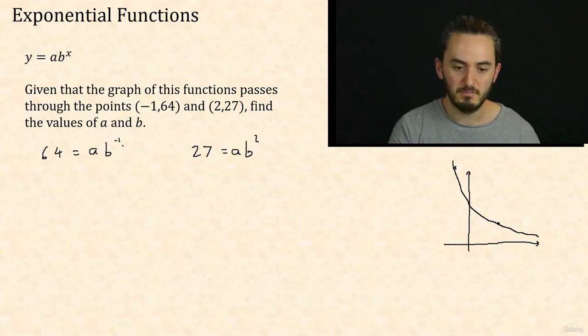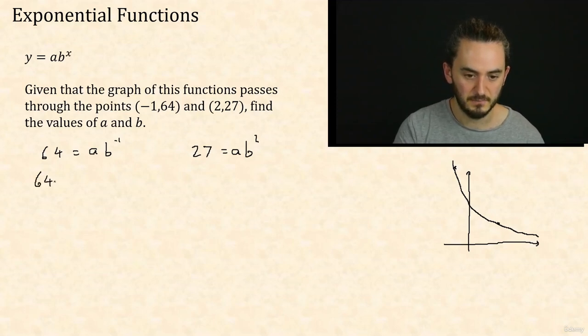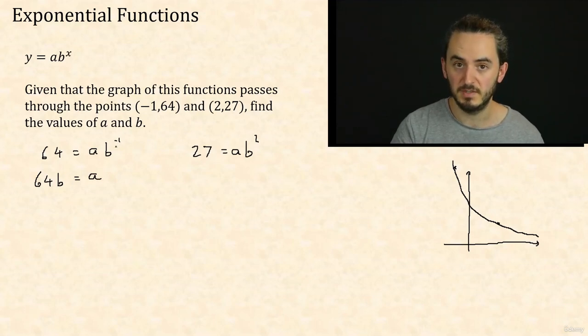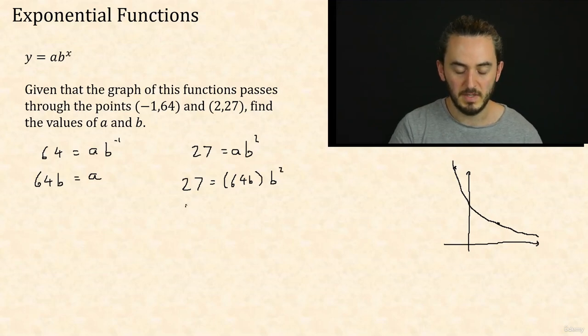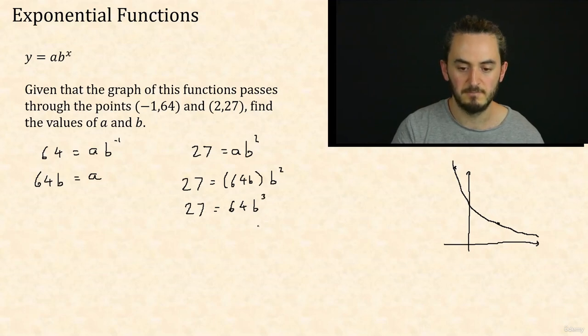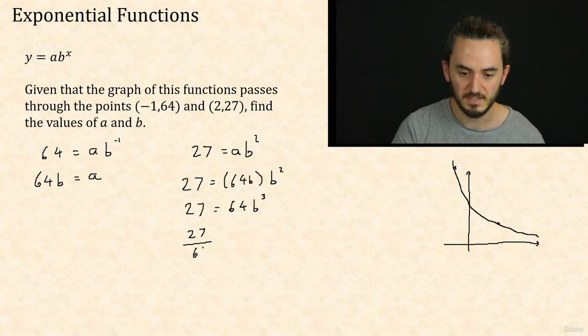Recognize that if I multiply both sides by b, I'm going to get 64b equals a, because b to the -1 times b is just 1. So I've got a little substitution there, so I could just sub this into here, because now 27 is a, otherwise known as 64b, times b squared. So what we have is 27 equals 64b cubed.